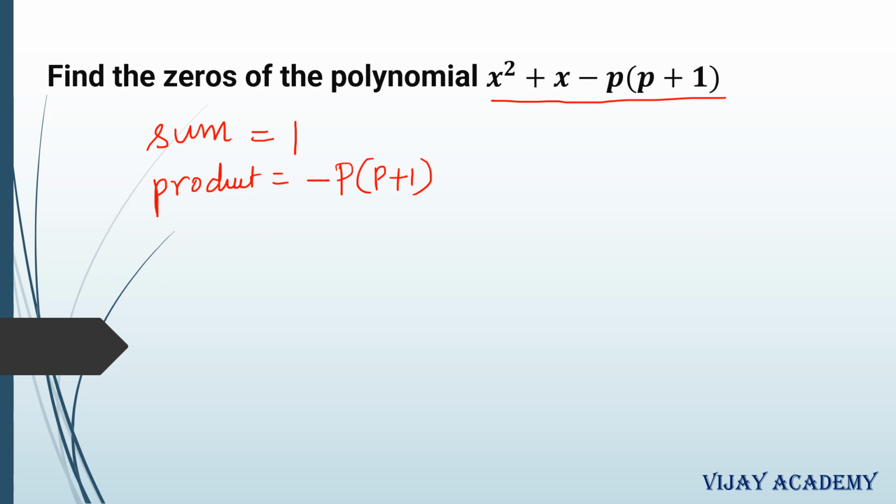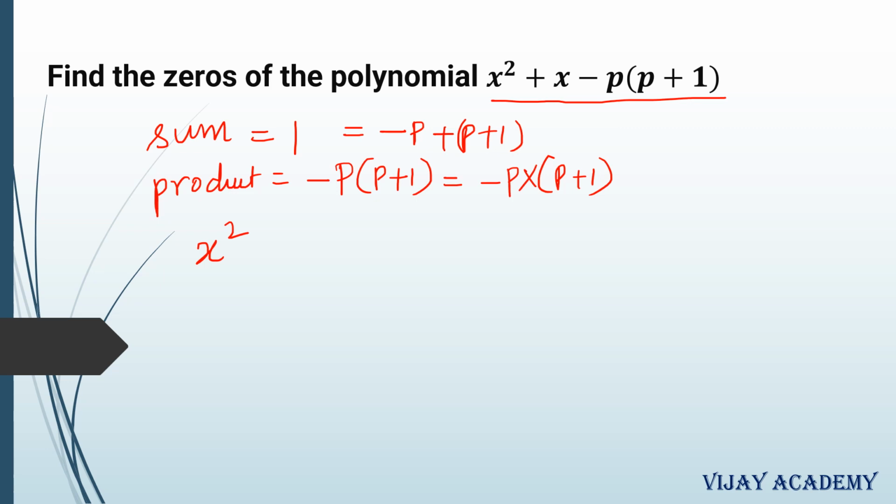Now the two numbers that satisfy these two conditions are −p and p + 1. So the same two numbers will satisfy the product also, that is −p(p + 1). On multiplying these two numbers we get −p(p + 1), and on adding these two numbers we get +1.